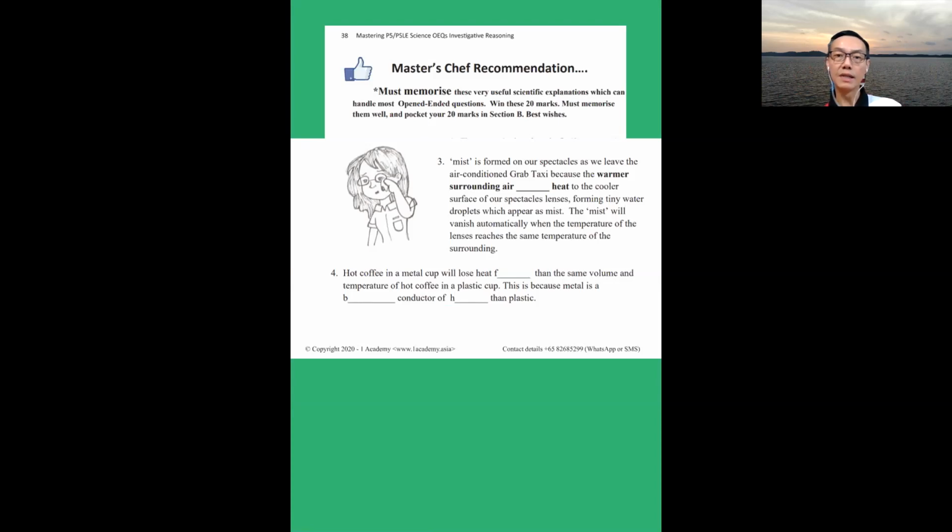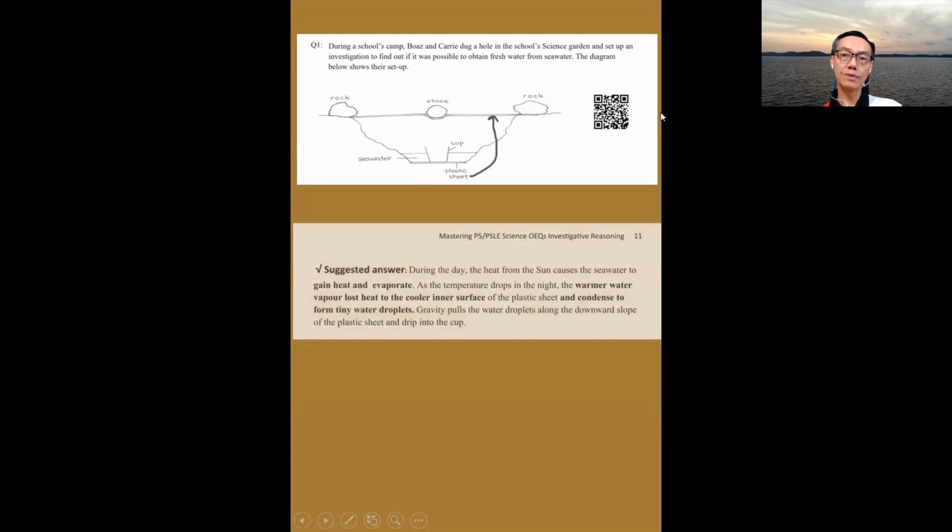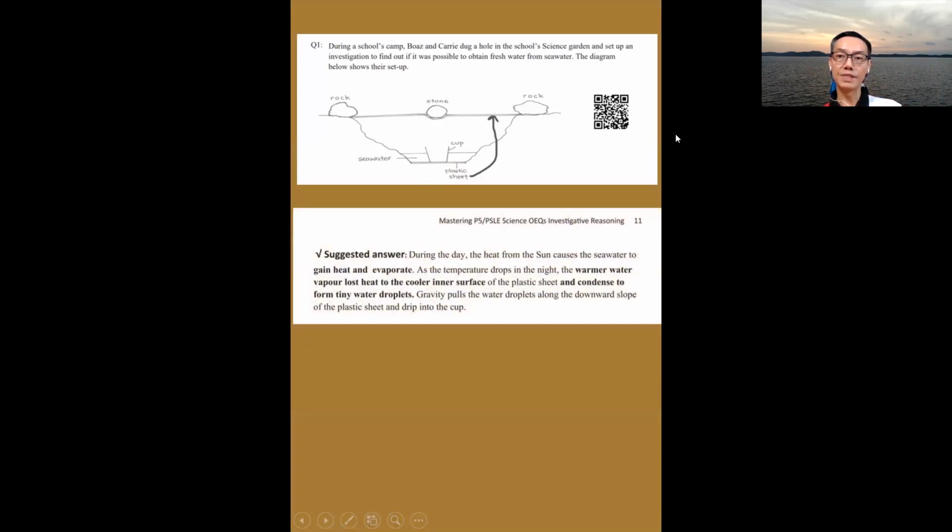So this is quite standard. That's why you must memorize this. And also this is a very typical example of collection of so-called pure water or clean water from seawater or salt water. So they can scan the QR code and visit the YouTube channel to also look at the specific example. So this is the standard suggested answer which I've written in my book on page 11.